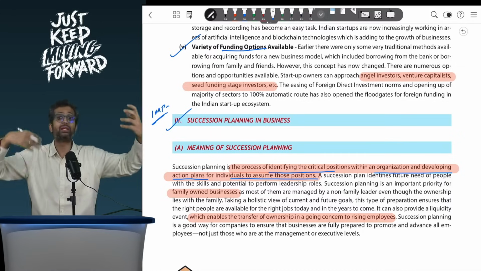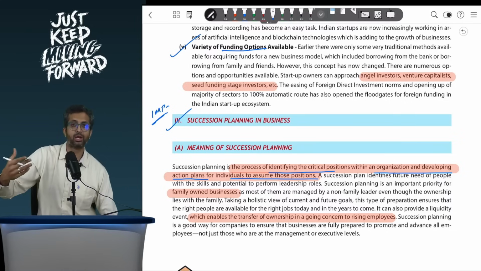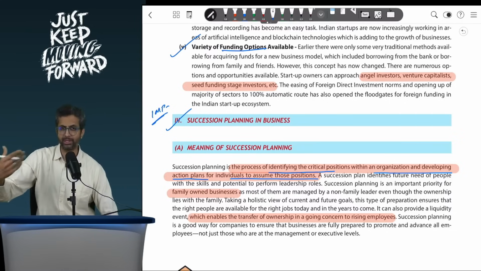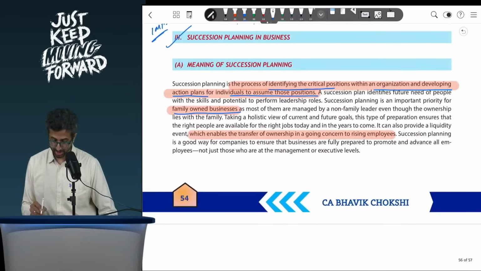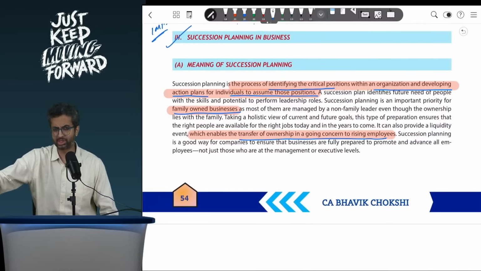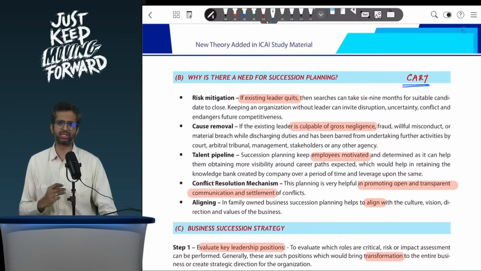You don't spend time when you are growing in finding people. You identify, groom the people beforehand. This is more so useful for a family owned business. It enables a transfer of ownership to rising employees. Over here it is for a family owned business. So why is there a need for succession planning? In a few places we have written these mnemonics.